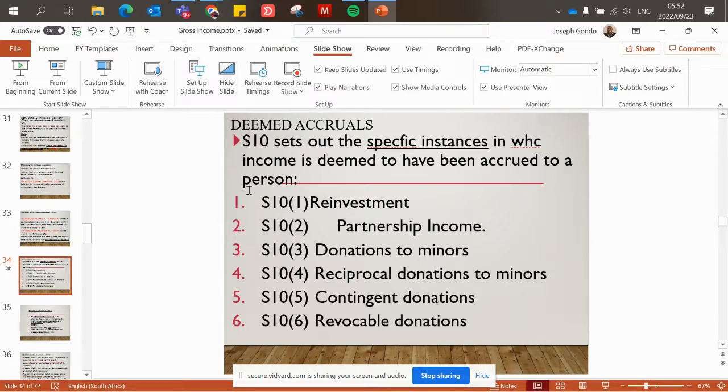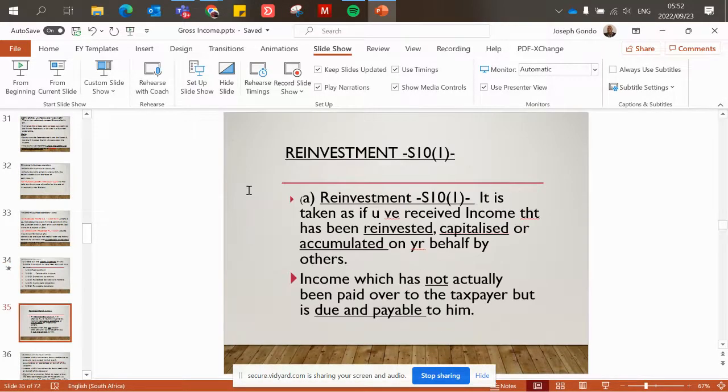So you go to Section 10, you read subsection 1 to say what do they mean by that reinvestment income is deemed to have accrued to someone or to a taxpayer or to a person. What about partnership income? What about donation income? What are they really saying? But in this slides, we're just going to browse through to just give you an overview of what is happening. So by reinvestment income, we're saying it is taken as if you have received income that has been reinvested, capitalized, or accumulated, or on your behalf by others.